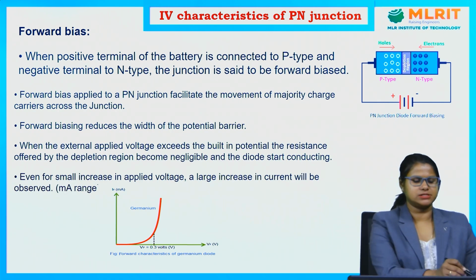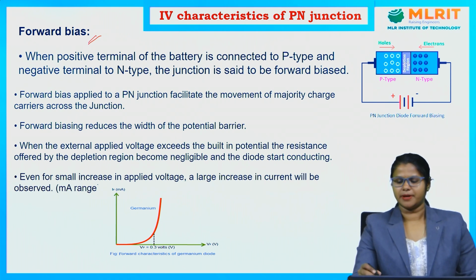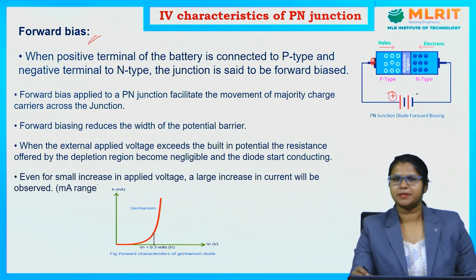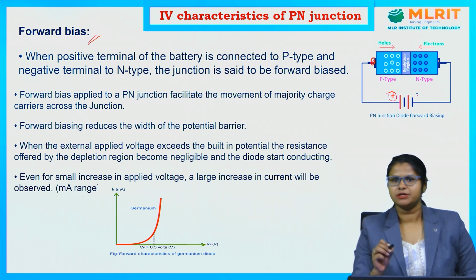Next we will discuss forward bias. So what is forward bias? In forward bias, we connect the P terminal of the PN junction to the positive terminal of the battery. The positive terminal of the battery is connected to the P side of the PN junction and the negative terminal of the battery is connected to the N side of the PN junction.